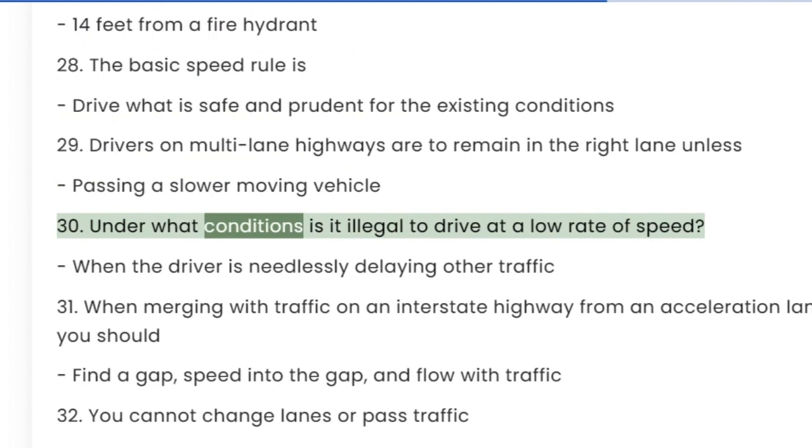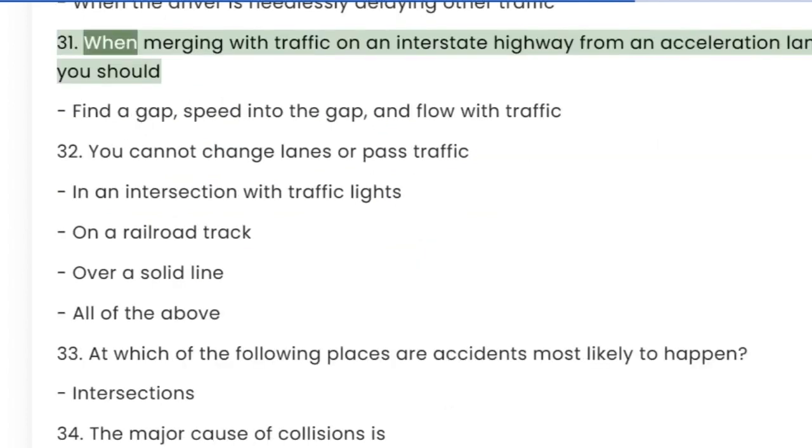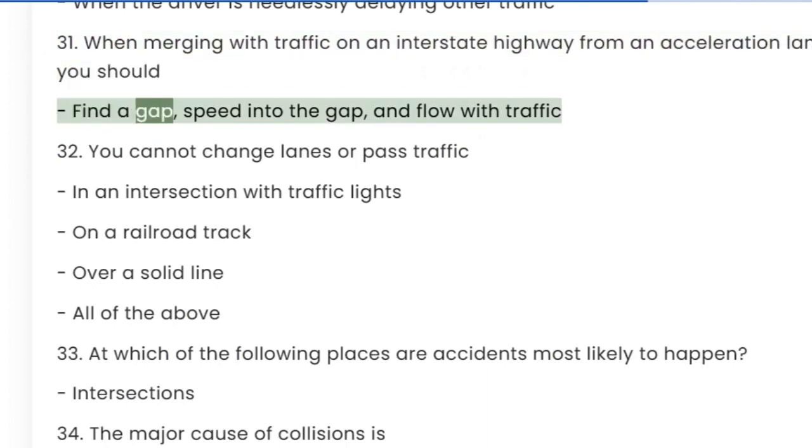30. Under what conditions is it illegal to drive at a low rate of speed? When the driver is needlessly delaying other traffic. 31. When merging with traffic on an interstate highway from an acceleration lane, you should find a gap, speed into the gap, and flow with traffic.